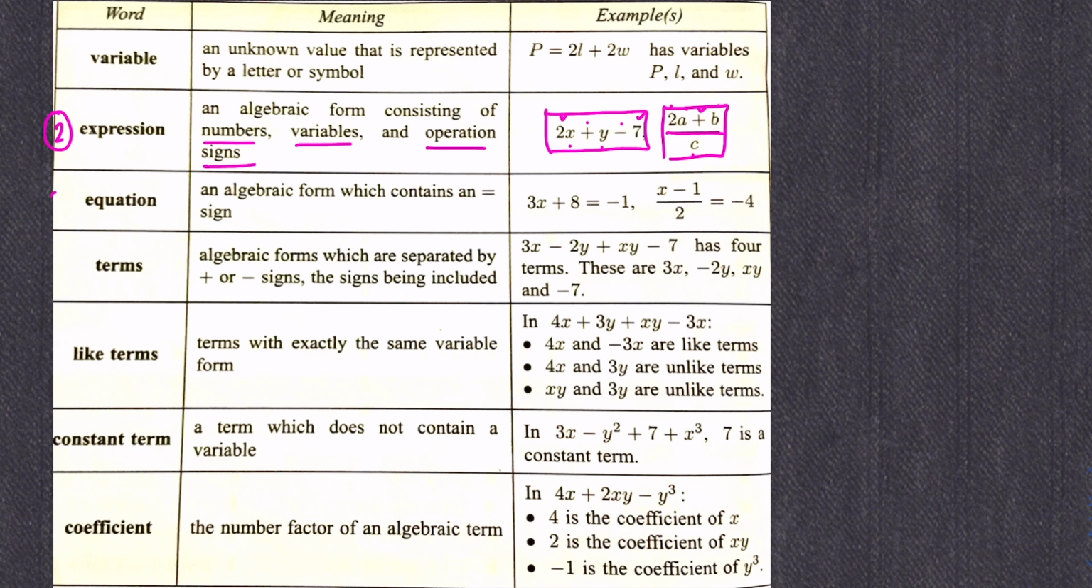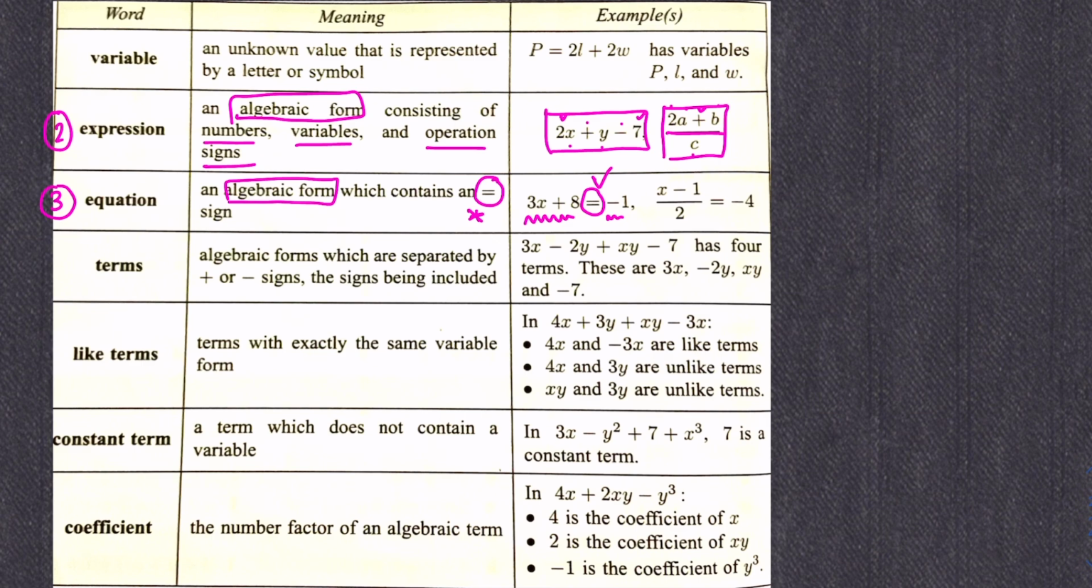Number 3, equation. An equation is an algebraic form, just like the expression above, but an equation contains the equal sign. So this is very important. The example here says 3x plus 8 equals -1. So an equation must have the equal sign, and you'll have something on the left-hand side of the equation and something else on the right-hand side of the equation.